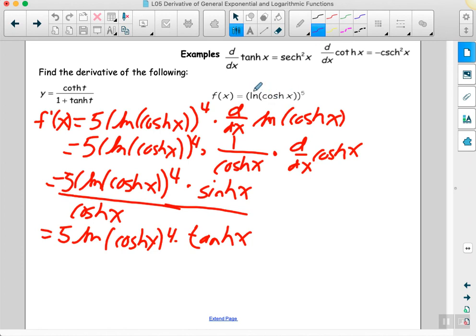So we really have the outermost function is ln, the inner function is cosh. Actually, sorry, the outer function is 5 to the power 5. It's a power function. The middle function is a natural log, and the innermost function is cosh. So we're going to start by taking the derivative of the outermost function, leaving the other two functions inside. So 5 times the ln of cosh of x all to the power 4 times the derivative of the composition of the inner functions, which is ln of cosh of x. The derivative of ln of cosh of x is 1 over cosh of x times the derivative of cosh of x.